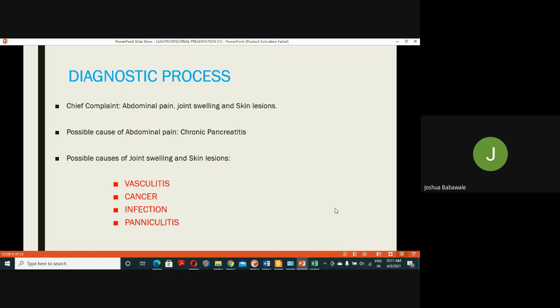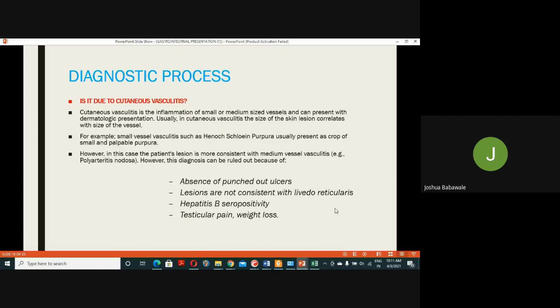Next slide. So firstly, is it due to vasculitis? Vasculitis is the inflammation of small or medium-sized vessels, and they usually present with dermatologic presentation. And often in vasculitis, the size of the skin lesion correlates with the size of the vessel that is inflamed. For example, in Henoch-Schönlein purpura, which is inflammation of small vessels, they usually present as a crop of small and palpable purpura, but this is not seen in this case.